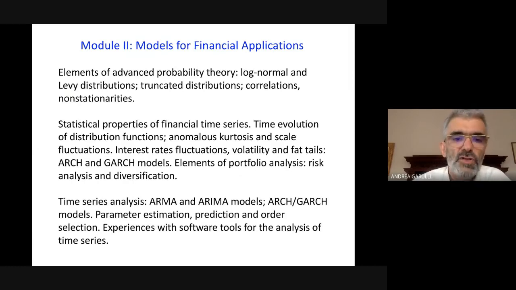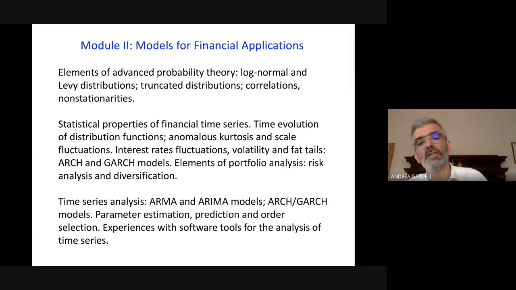And the last part will concern time series analysis with specific model classes that are tailored to the case of financial time series. And you will be able to apply the general tools of estimation theory that you have studied in the first module to the case studies that concern financial applications. And also in this module, we will make experiences with software tools for the analysis of time series in the financial context.